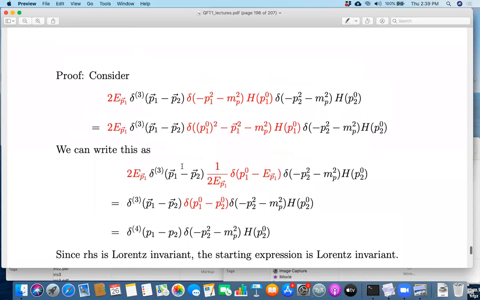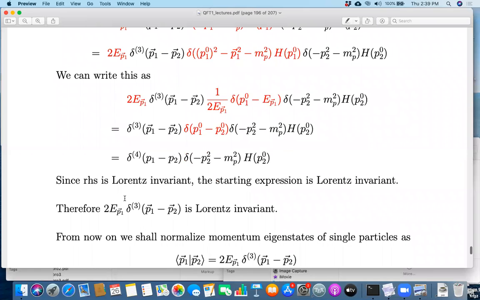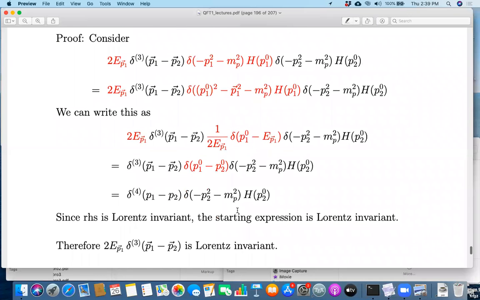So what we see here is that we have a relation that relates this to this. Right hand side is manifestly Lorentz invariant. So this means that the left hand side must also be Lorentz invariant. But on the left hand side, this part is Lorentz invariant, this part is Lorentz invariant. So that means that this must be Lorentz invariant. And that's what we wanted to prove. So this combination is Lorentz invariant. Are there questions?